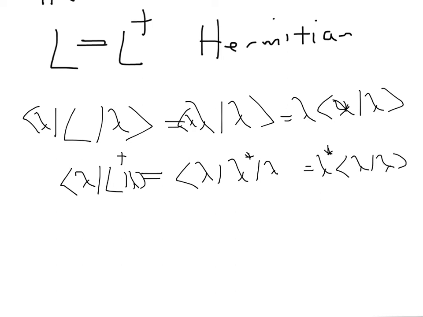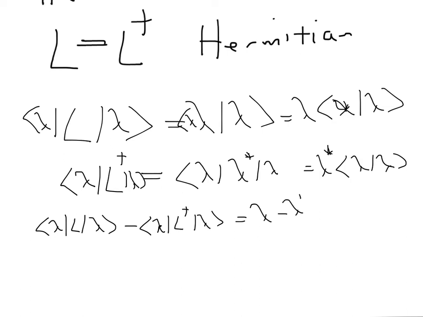So now, notice what we have. Let's subtract these two. I can write this in different ways, so let's write it this way. I'll take L minus L dagger, or Hermitian conjugate of L, and on the other side, I'll factor out the bra lambda on ket lambda, leaving lambda minus lambda star. Now we're going to make the assumption that the eigenvector is normalizable. It's not zero.